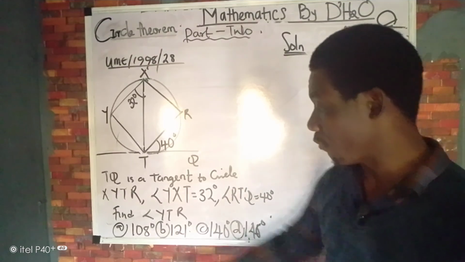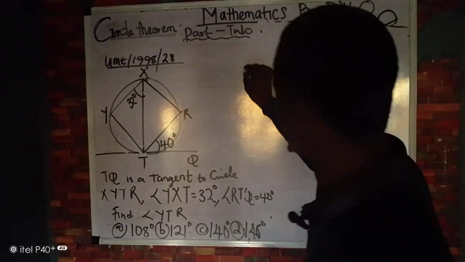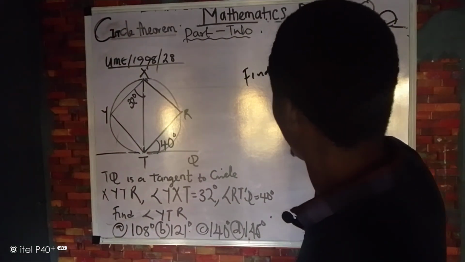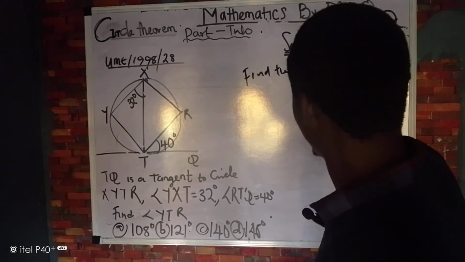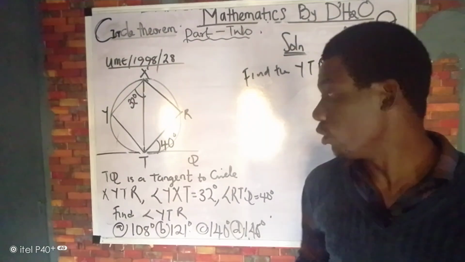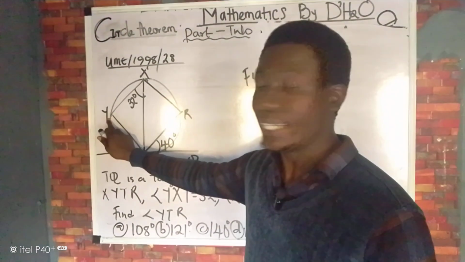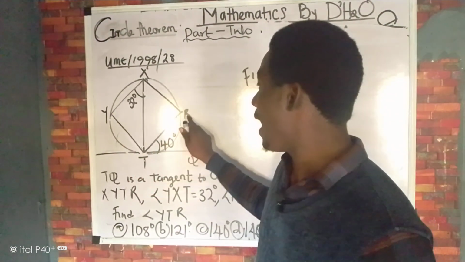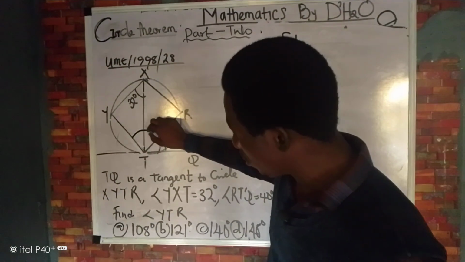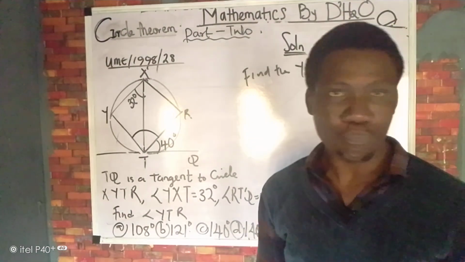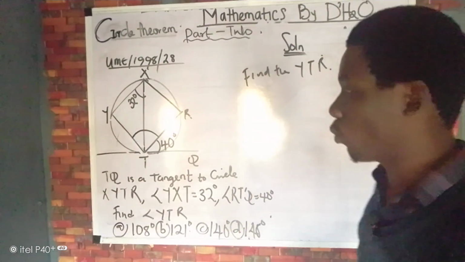The question says we should find the angle YTR. That's what we are looking for. We are looking for the angle Y, T, then R. We are looking for the entire angle that is in this place. How do we solve this question?